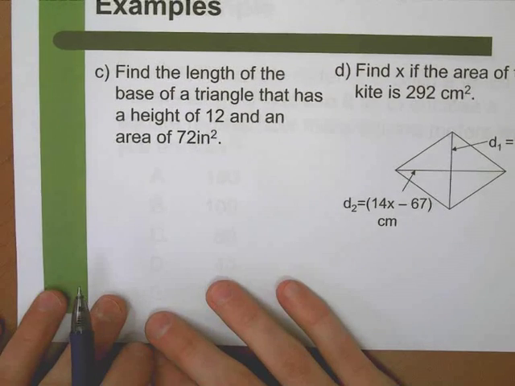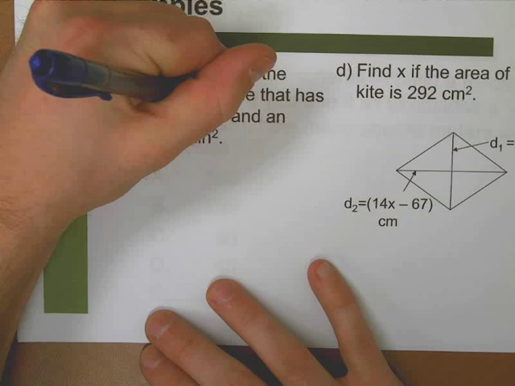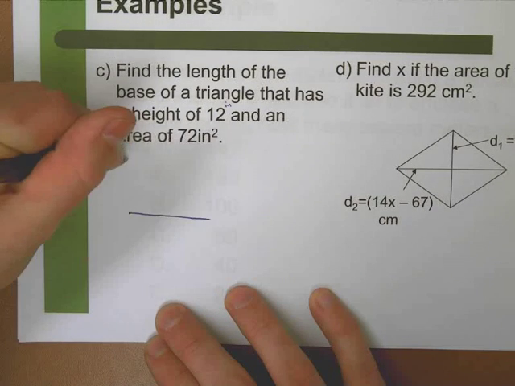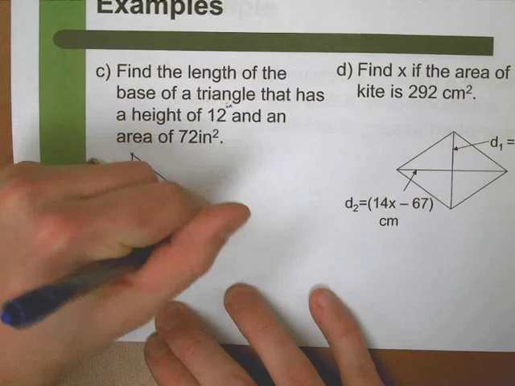Find the length of the base of a triangle that has a height of 12 and an area of 72 inches squared. Really, that's to say 12 inches, okay? It doesn't matter what kind of triangle it is because obtuse, acute, right triangle, they're all the same. What I'm interested in is the vertical height of the triangle. So I'm going to pick the one that's easiest to me. I'm going to go ahead and stick with a right triangle here.